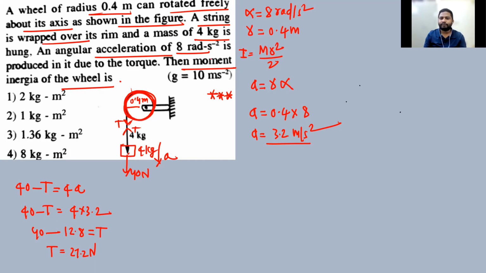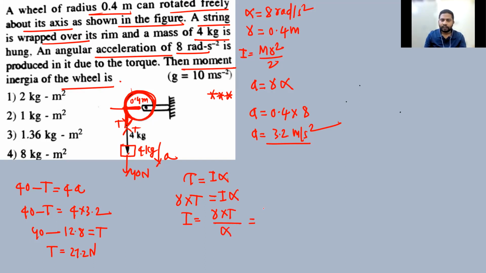So tension we found, and the concept now is moment of inertia. Torque is equal to I alpha, and the expression is there. What is the torque here? See this, this is the axis of rotation. So R bar cross F bar, where R bar and F bar are perpendicular, gives R into tension, which is equal to moment of inertia into alpha. So I is equal to R into tension by alpha.